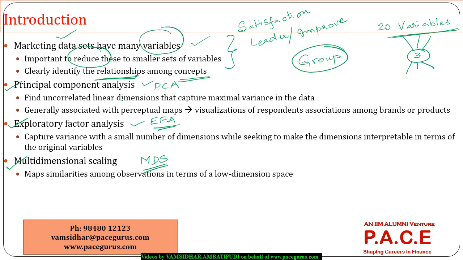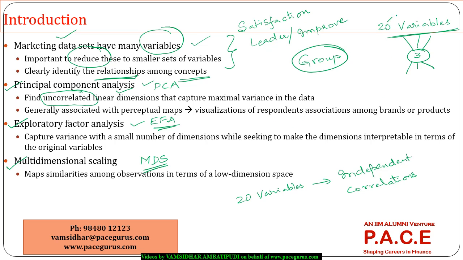What PCA typically does is try to remove the interdependency between the variables. When I'm talking of 20 variables, in reality, these 20 variables may not be independent at all. There will be some level of correlation existing among each one of them. So the intention of principal component analysis is to remove that correlation. And the way it does this is by creating linear dimensions.